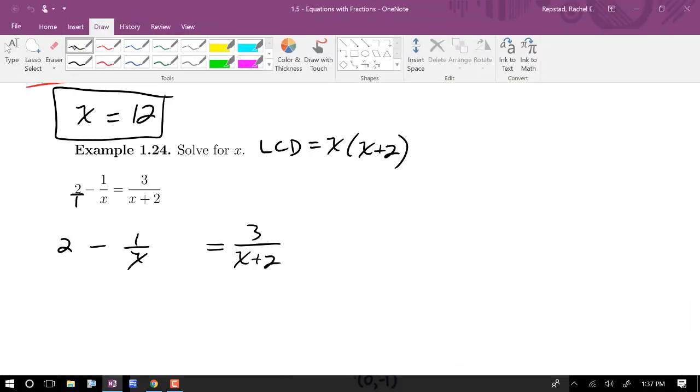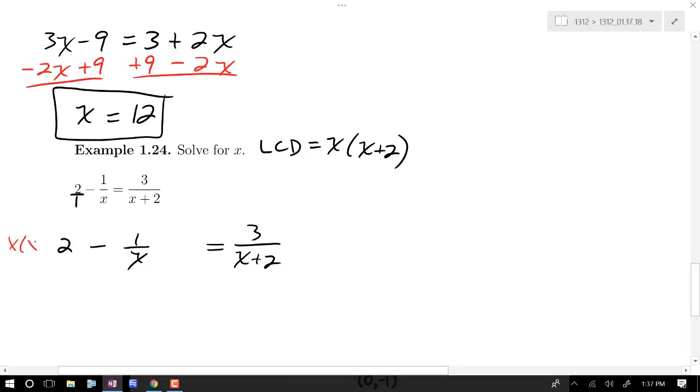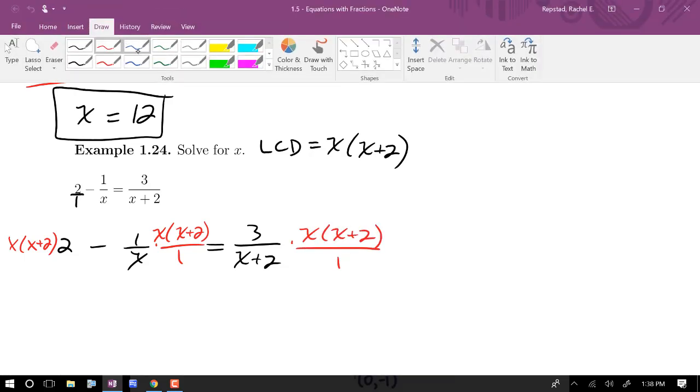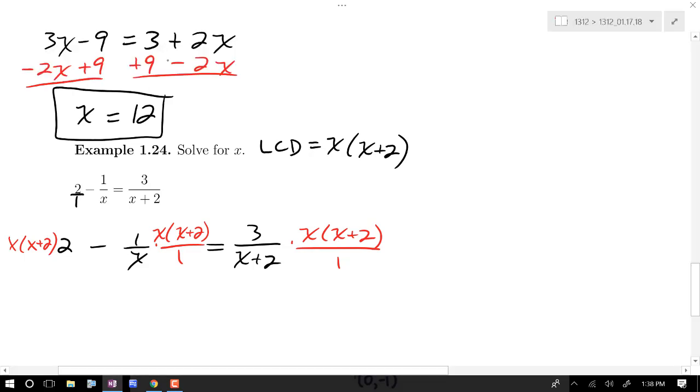So multiply by x times x plus 2. Why do we multiply through by the LCD? Try to cancel stuff. Yes, because we can cancel stuff. Nothing to do on the first term, but on the left side on the next term we can cancel the x's, and on the right side we can cancel the x plus 2.